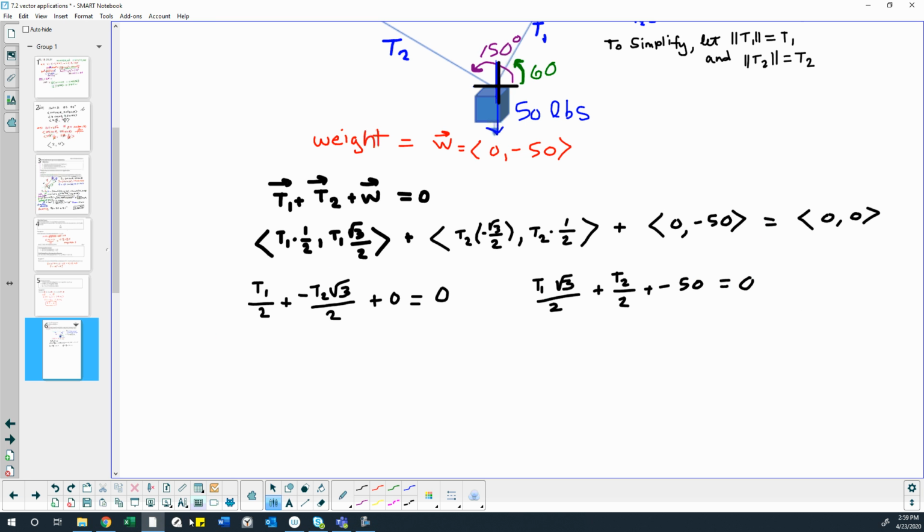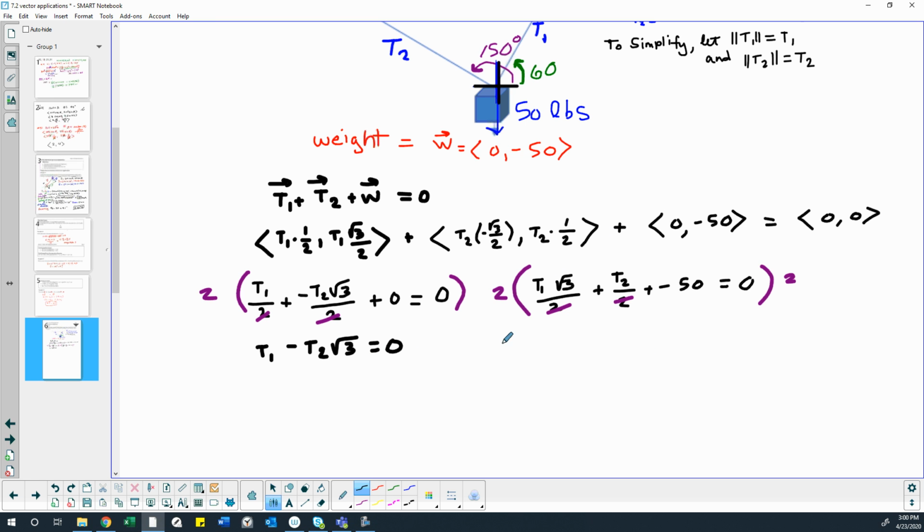Okay, first of all, I don't like the fractions. So we can get rid of the fractions in everything by multiplying everything by 2. And that's going to allow our fractions to cancel, which is fabulous. And of course the 2's will cancel for the fractions, and 2 times 0 is just 0. So we end up with that going away. So that leaves us with t1 minus t2 square root of 3 equals 0. There's one of our equations.